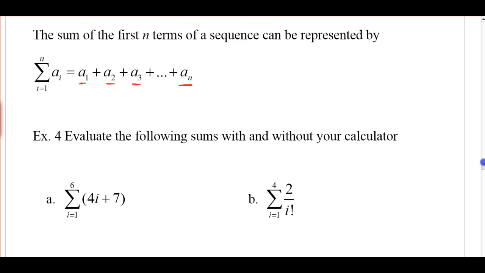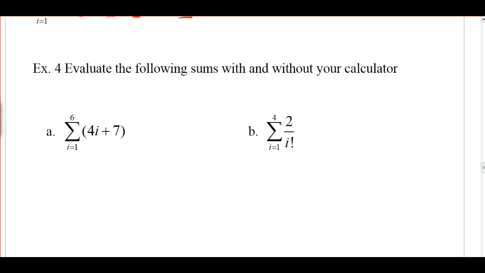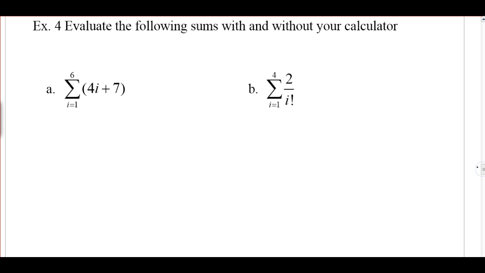So let's go ahead and take a look at a couple examples. And although there are ways to do this on your calculator, we're going to look at doing it by hand first, and then we'll look at the calculator. So for the first one, our function is 4i plus 7, and we want to add up all the terms of the sequence that are generated by using values from 1 to 6.